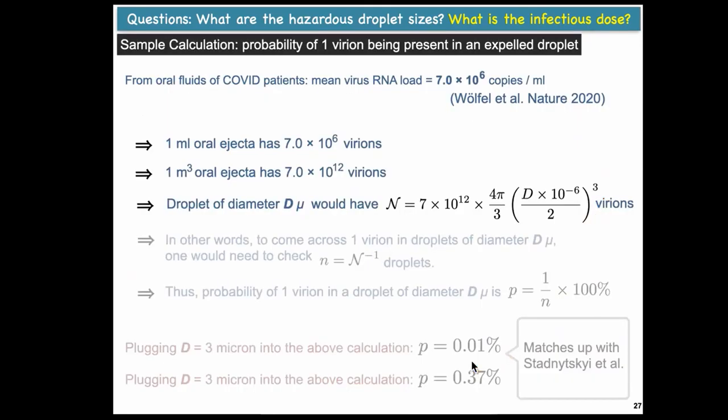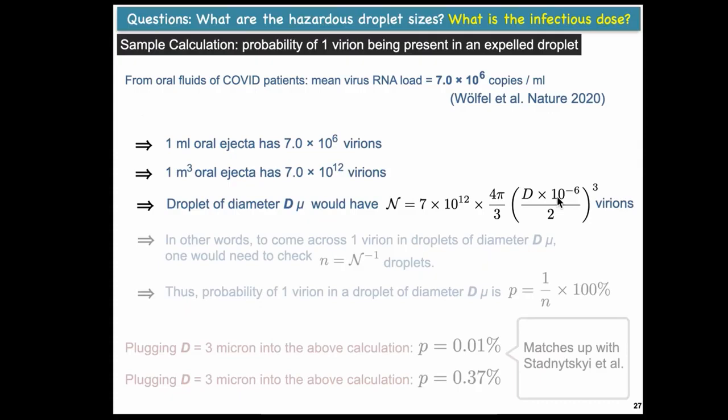So I decided to develop a simple mathematical framework to test these numbers. And in the process of developing that framework, I again had to read some more papers on virological assessments. And this is one paper that came out in Nature last year. So this is a German group. They collected virological data from a group of hospitalized COVID-19 patients. They figured out the RNA viral load in their sputum. And this SARS-CoV-2 is a single-stranded RNA virus. So we can assume that 1 milliliter of oral ejecta would have that many virions, 7 times 10 to the power of 6.